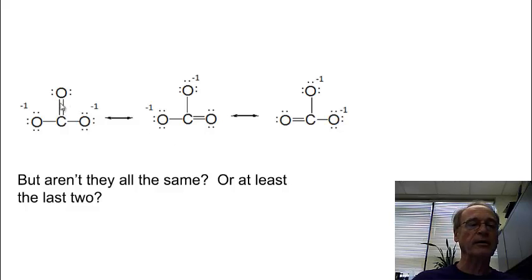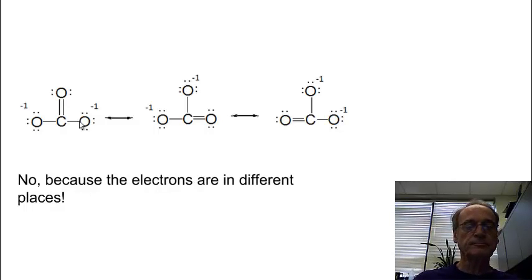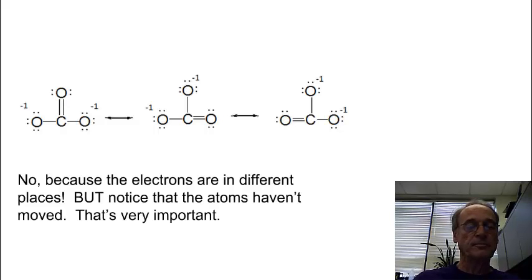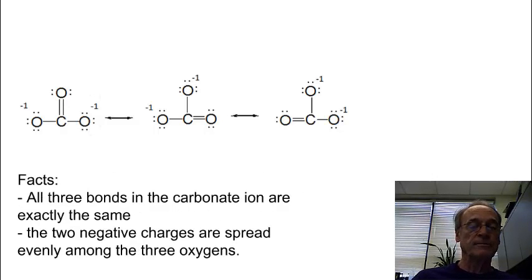The double bond electrons could be here, or they could be here, or they could be here. And in fact, they are all three at the same time. Because the electrons are in different places, they are not the same resonance structure. But it's important to notice that for that to be true, we have to keep the atoms in the same places.